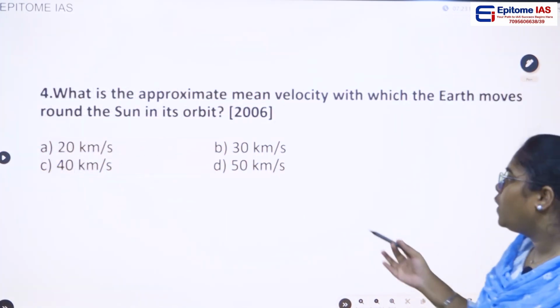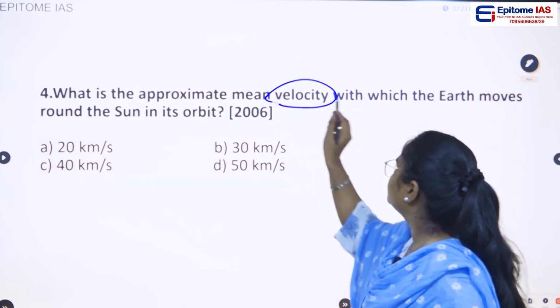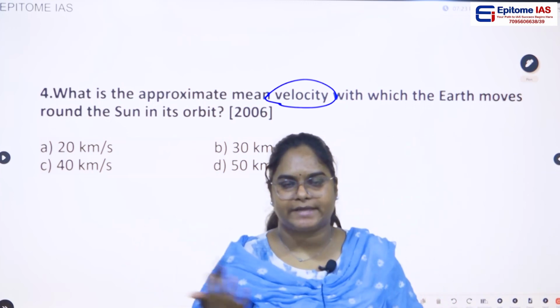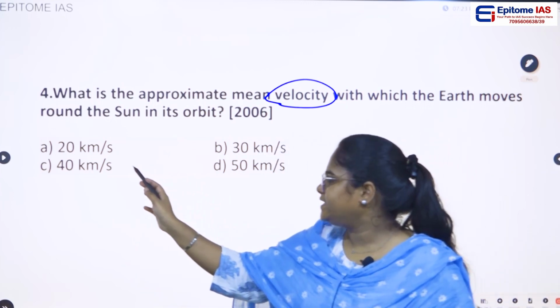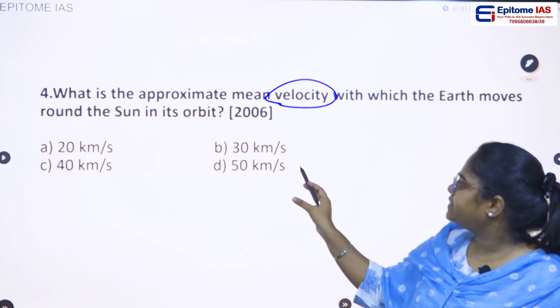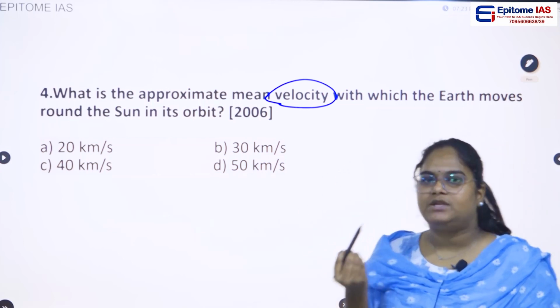The next question: what is the approximate mean velocity with which the Earth moves around the Sun in its orbit? Option A, 20 km per second. Option B, 30 km per second. Option C, 40 km per second. Option D, 50 km per second.